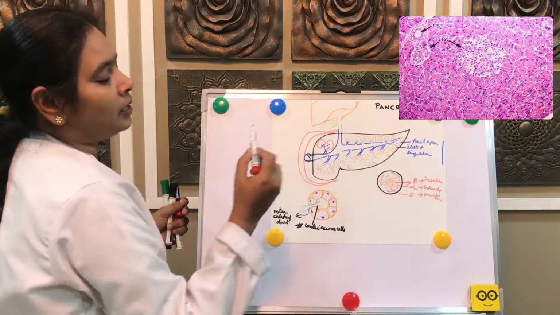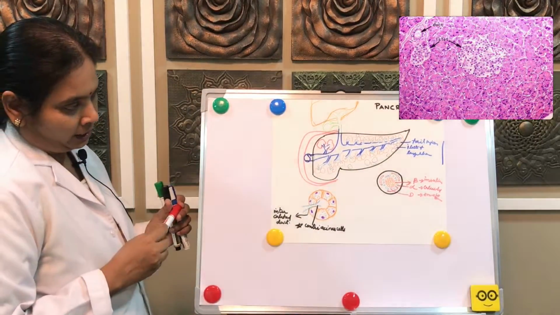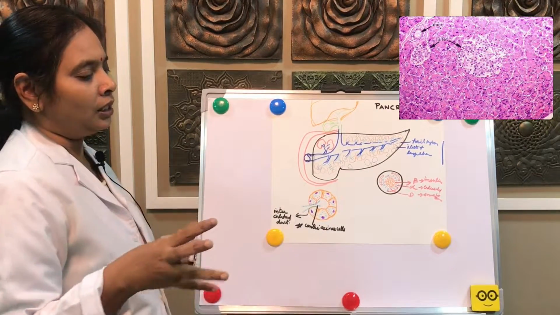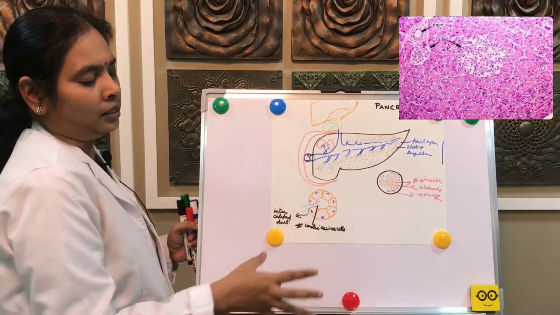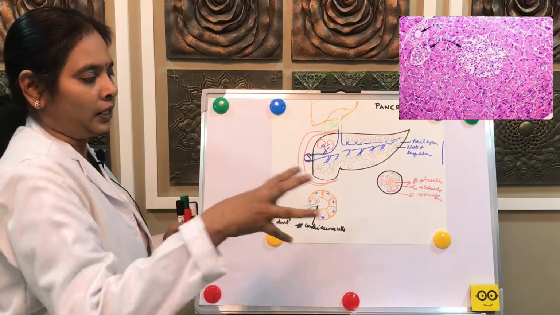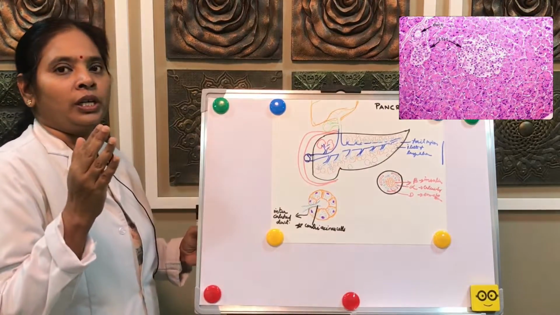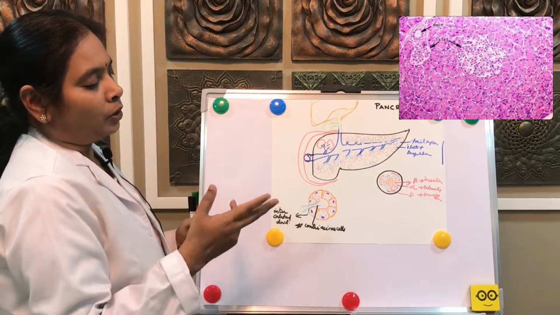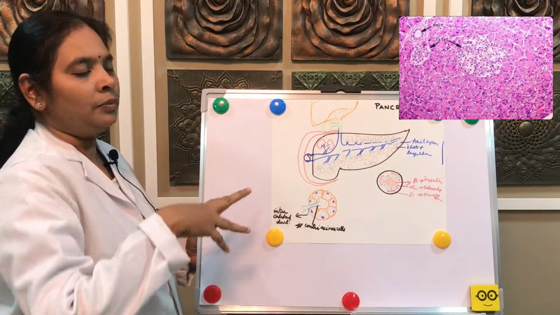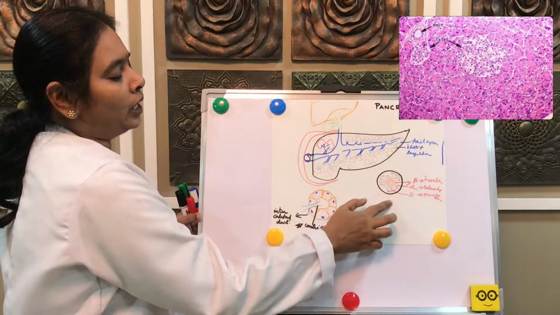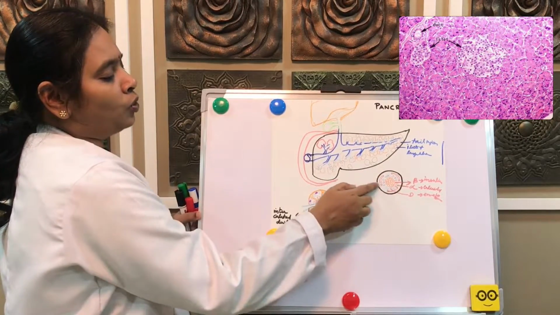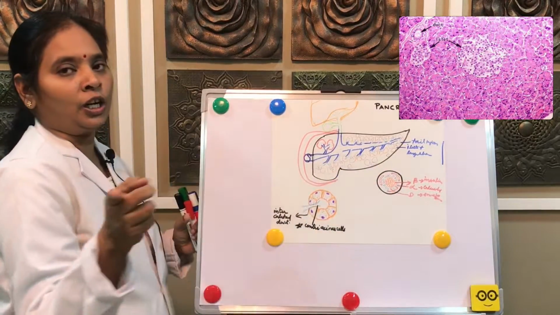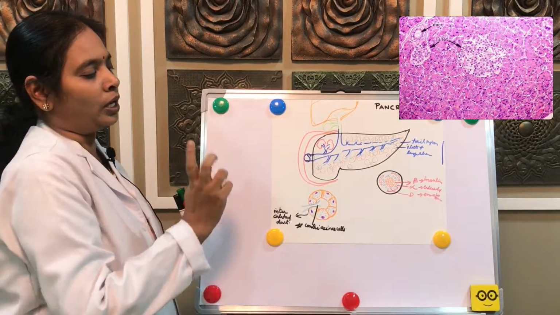So 70% of the cells are formed by beta cells and the remaining 20% of the cells are formed by alpha cells secreting glucagon, and the last 10% is formed by delta cells which are responsible for somatostatin secretion. Insulin என்ன பண்ணும், glucose குறைக்கும். Glucagon என்ன பண்ணும், glucose level அதிகப்படுத்தும். Somatostatin is also an inhibitory hormone. All these hormones which are secreted by these cells are released into the blood capillaries and they enter into the bloodstream directly. So that is the endocrine function.